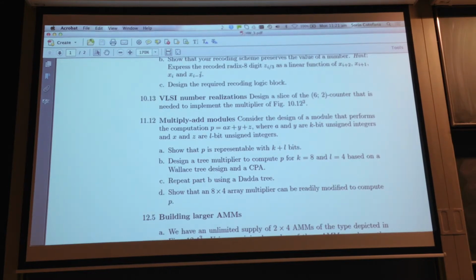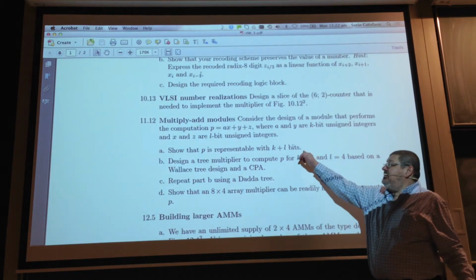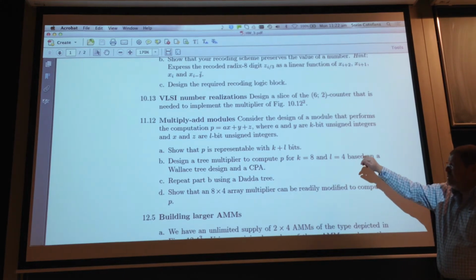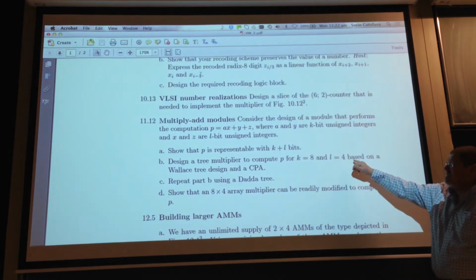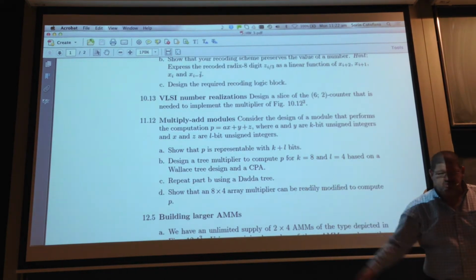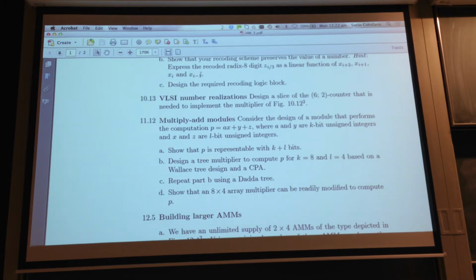If I change that to signed, things will change. And it might be a good idea to try to do it at home for signed. Now, the first question is to determine how many bits do I need to represent P? And the second one is to design this hardware by using Wallace and Dadda, and then to show that an 8x4 array multiplier can be utilized to compute that.